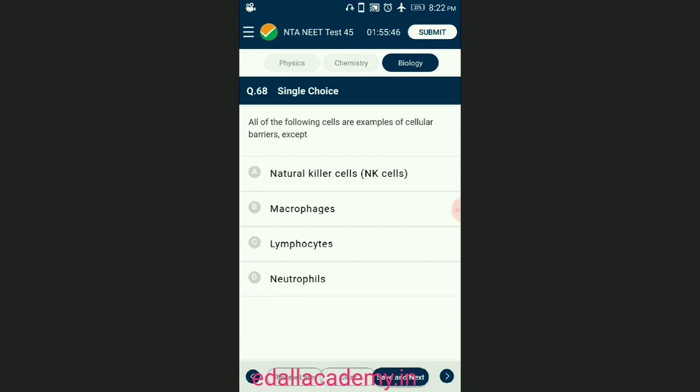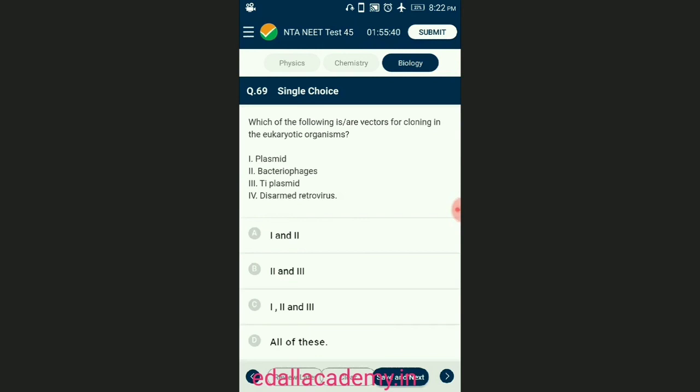Question number 69. Which of the following are vectors for cloning in eukaryotic organism? Vectors are carriers of DNA which are used to transfer the gene of interest into the host cell. Vectors used at present are engineered in such a way that they help in easy linking.